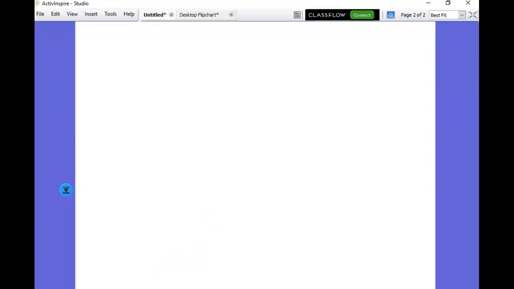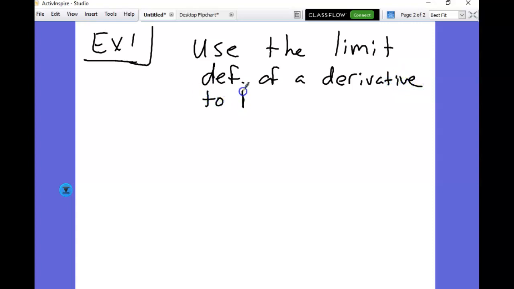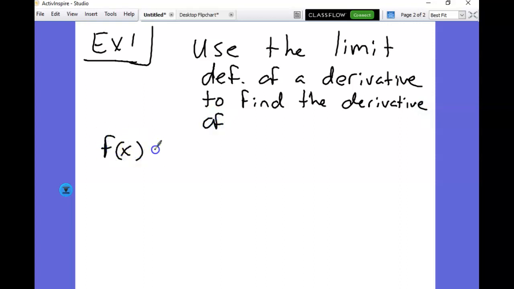Let's do some math. So, example 1. Here's how the question will be asked. Use the limit definition of a derivative to find the derivative of this function.